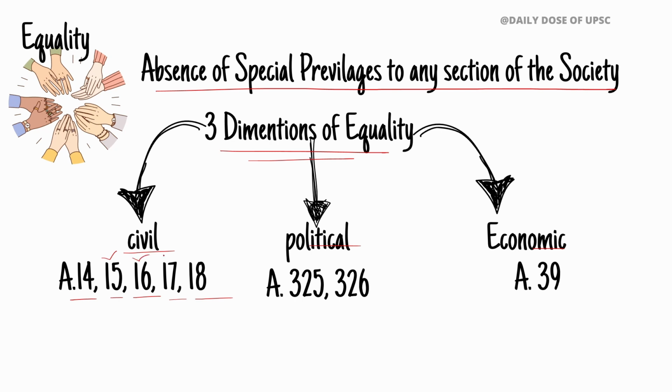And Article 16 gives us equality of opportunity in the matter of public employment. Article 17 gives us abolition of untouchability, and Article 18 gives us abolition of titles. These articles ensure civil equality. Political equality is achieved through Article 325 and Article 326. And economic equality is achieved through Article 39.